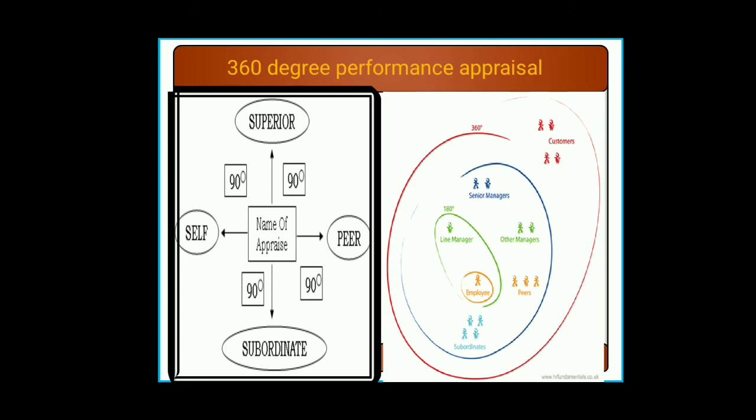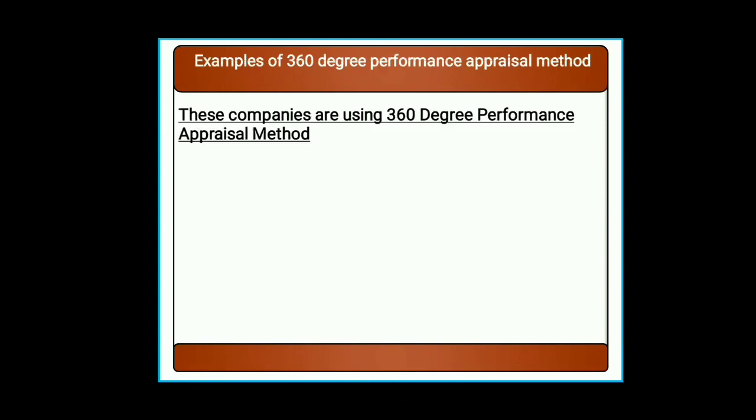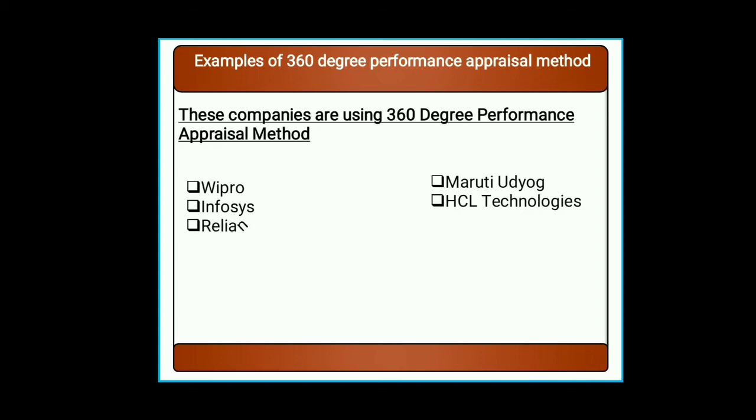In actual practice, the 360 system can be a very sensitive issue. The system may fail to deliver results if it is not designed and implemented properly. Now next is examples of the 360-degree performance appraisal method. There are many companies using the 360-degree performance appraisal method: Wipro, Infosys, Maruti Udyog, HCL Technology, Reliance Industries.